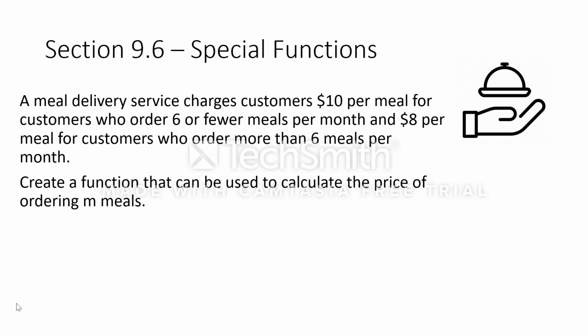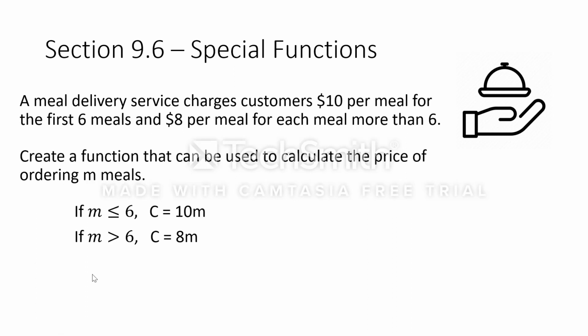So in this example, you've got a meal delivery service that charges customers $10 per meal if you order 6 or fewer meals per month, and $8 per meal if you order more than 6. So we're going to create a function that can be used to calculate the price of m meals. Well, if m is less than or equal to 6, then we want the cost to be 10 times the number of meals. And if m is greater than 6, we want the cost to be 8 times the number of meals. So here's how we write that piecewise.